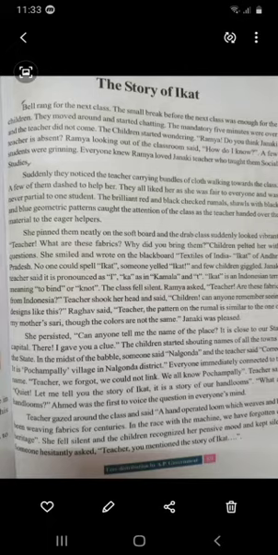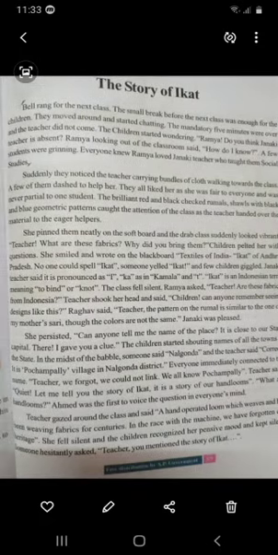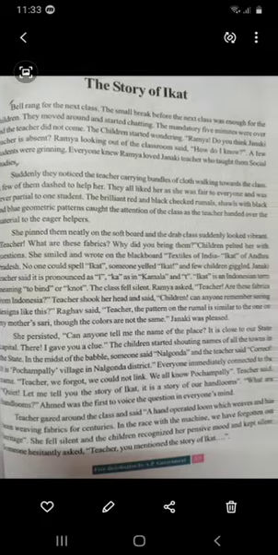Janaki was pleased, meaning Janaki teacher was now very happy. She felt very happy. Now, let us go to the fourth paragraph. She persisted. Can anyone tell me the name of the place?